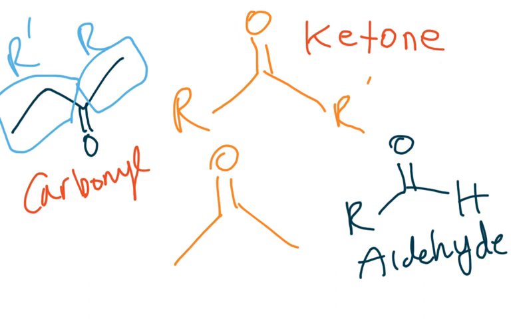Because if we said R prime here, or it doesn't have to be, it can be the same R group, right? This is 1 carbon long right here, so this is a methyl substituent, or a methyl group, 2 methyl groups on each side, or it can be 2 different carbon chains on each side. So we learned carbonyl, ketones, and aldehydes in this slide.